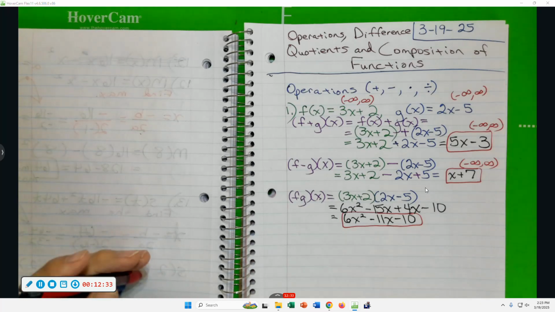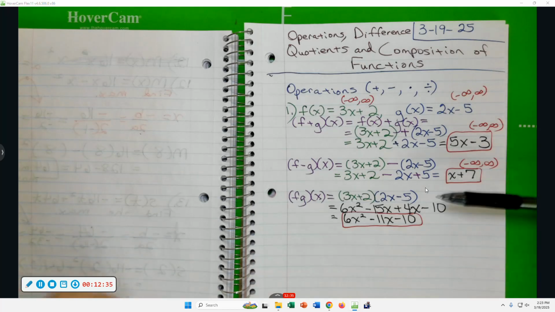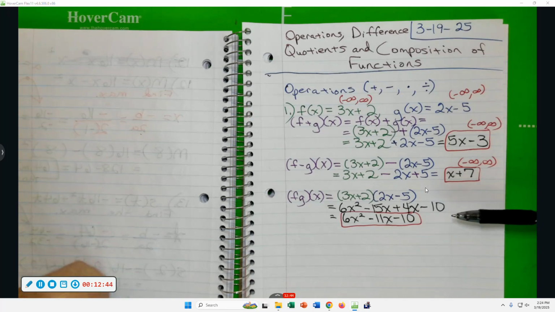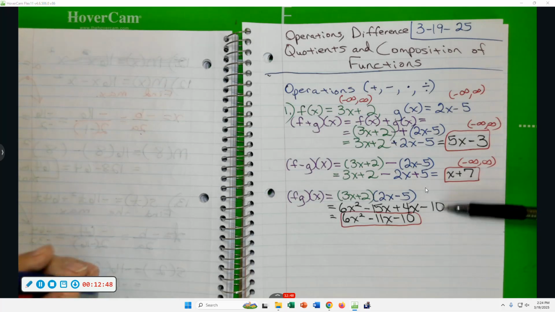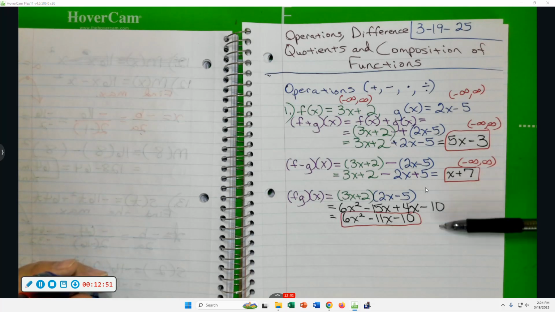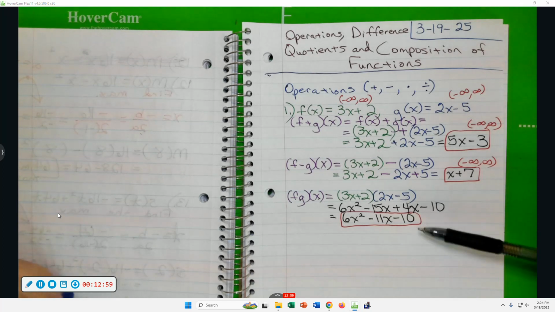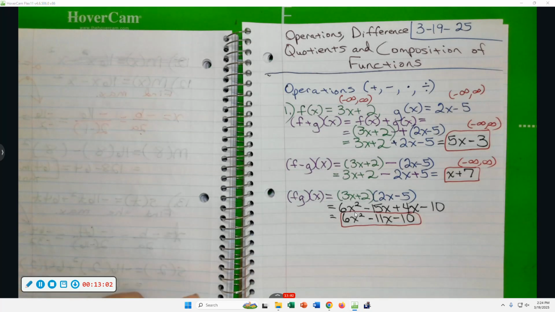What about the domain? Look through the work. Is there any time at which you would get an undefined result? By that I mean a denominator of 0 or an imaginary number, a square root of a negative. Are there any fractions or square roots? So what do you conclude? Since there's no square root, there's no fraction. There's a square, but not a square root. Okay, so what do you conclude?